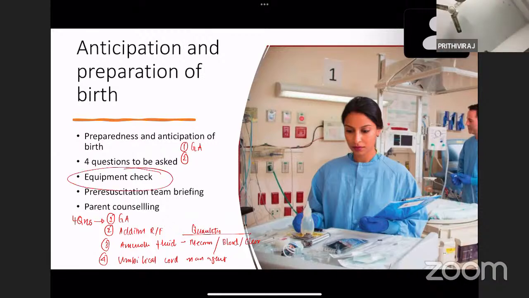Then you go for the equipment check. What equipment will you be using for warming the baby, for the airway, for breathing, for circulation, so for resuscitation? You have to do a pre-resuscitation equipment check and team briefing. If it is a high-risk pregnancy or a valuable pregnancy, then at least 2 or 3 members should be present for the neonatal resuscitation. And before the birth of the child, you must counsel the parents about the prognosis of the delivery, whether the delivery will happen in a smooth way, or you are expecting some kind of difficulty in the labor, so the child may require resuscitation, some kind of respiratory support, or may require admission to NICU. This antenatal and parent counseling should be done for every birth in a hospital setting.